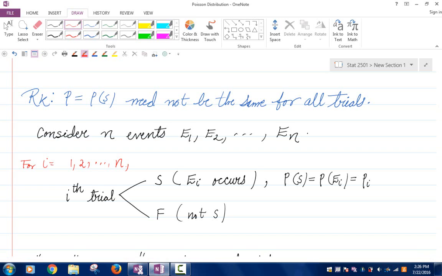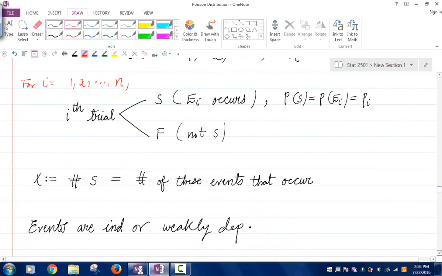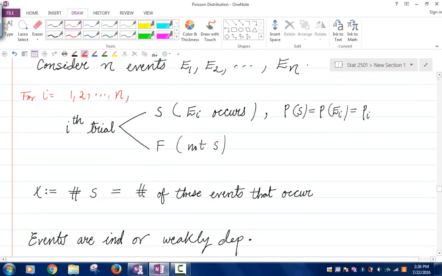So here we are assuming that the probability of success may not be the same for each trial. The probability of success in the first trial is p1, the probability of success in the second trial is p2, and so on. Once again, let X be the number of successes. That means the number of the events E1 to En that occur. Here we're going to assume that the events E1, E2, ..., En are independent or weakly dependent.